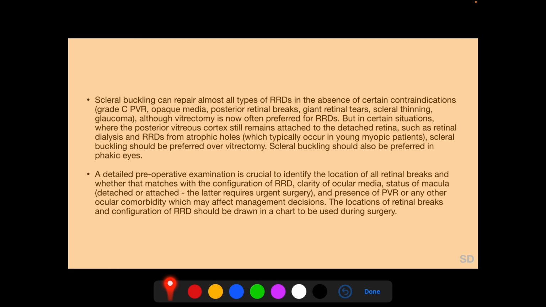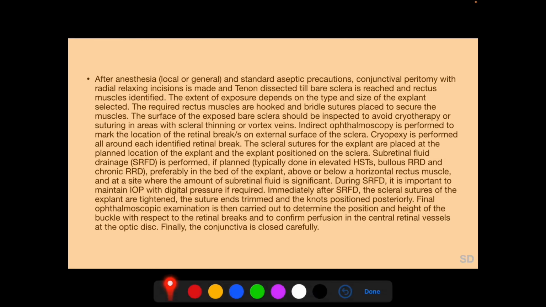A detailed preoperative examination is crucial to identify the location of all retinal breaks and whether that matches with the configuration of the retinal detachment, clarity of ocular media, status of macula, and the presence of proliferative vitreoretinopathy or any other ocular comorbidity which may affect management decisions. The locations of all retinal breaks and the configuration of the detachment should be drawn in a chart to be used intraoperatively. After anesthesia and standard aseptic precautions, conjunctival peritomy with radial relaxing incisions is made, and Tenon's is dissected till bare sclera is reached and rectus muscles identified.